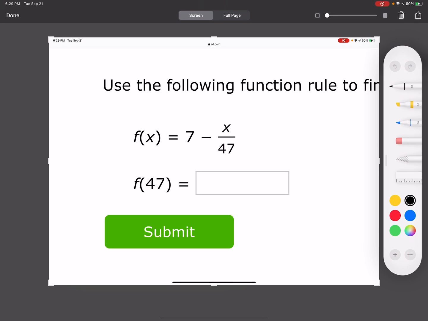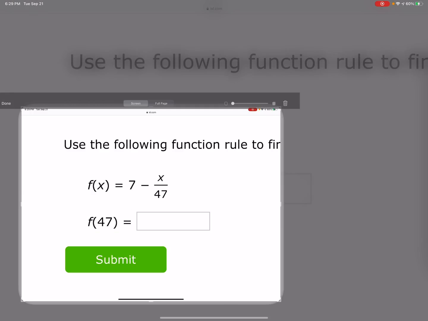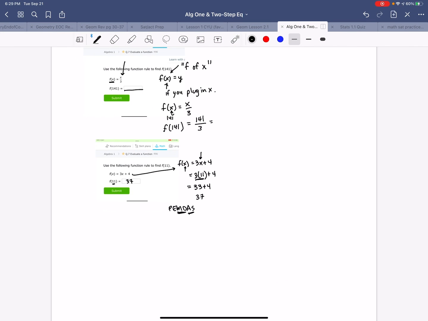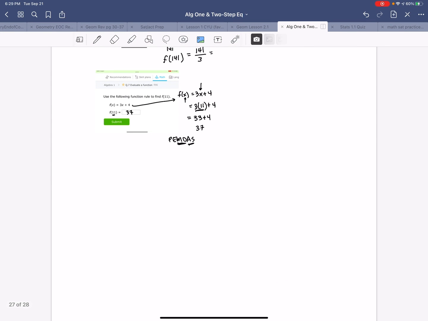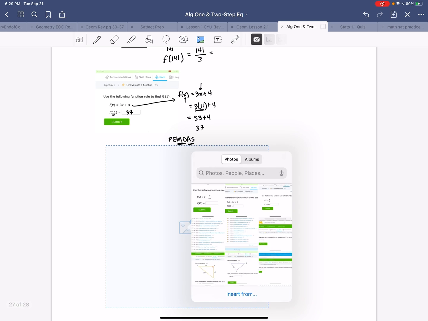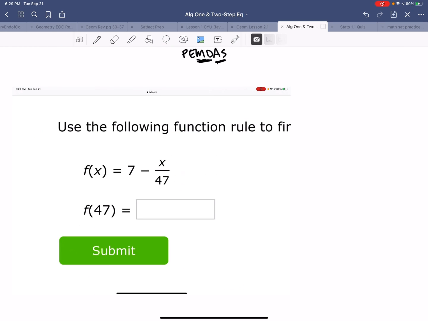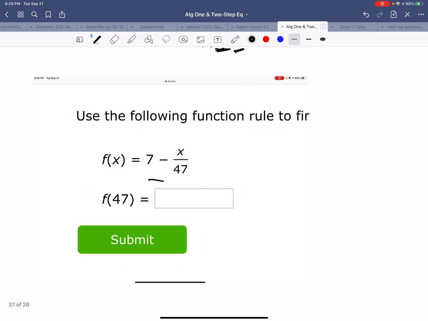And then we will save photo here. I'll go back to my scratch pad, import my picture. All right, here's another one. If my function was 7 minus x over 49, so 7 minus x, and I'm going to plug in the 47 where I see x, I'm plugging in 47.